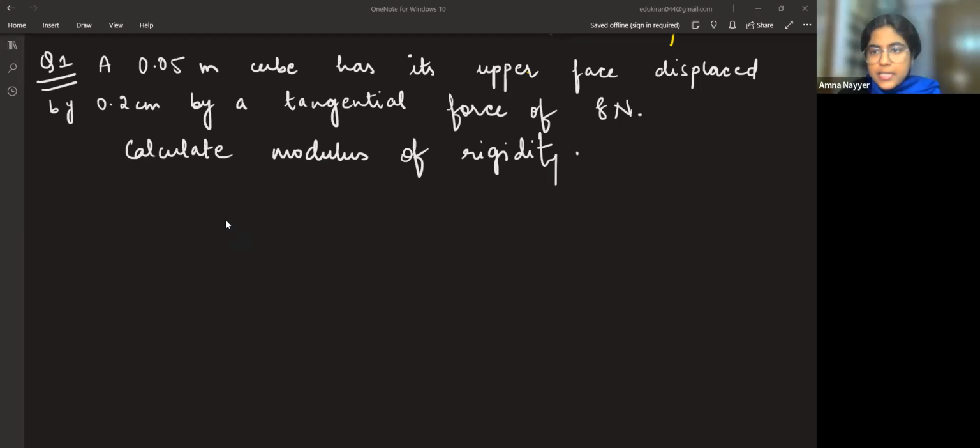Yes, so this question says a 0.05 meter cube has its upper face displaced by 0.2 centimeters by a tangential force of 8 Newton. Calculate the modulus of rigidity. Now see, the force is given. 0.05 meter is the length of the cube. How will you calculate the area for the formula of the modulus of rigidity? The area will be the side square.